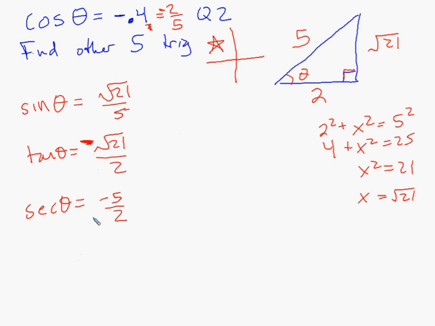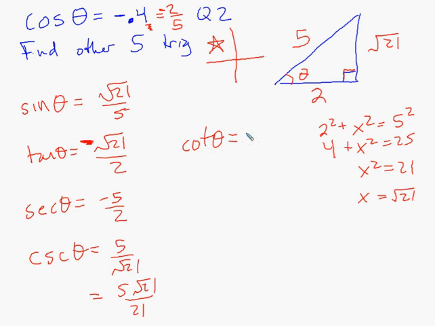So watch your signs. We also have cosecant of our angle, which is going to be what? 5 over root 21. So that's 5 root 21 over 21 after I rationalize. And finally, cotangent is 2 over root 21. But we do need to be careful, negative, and then rationalize. And we're good.